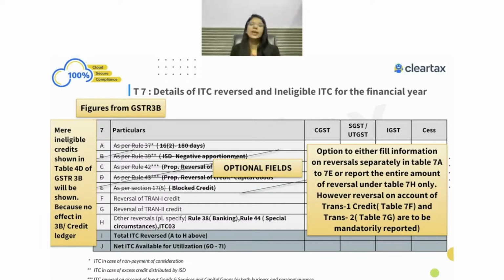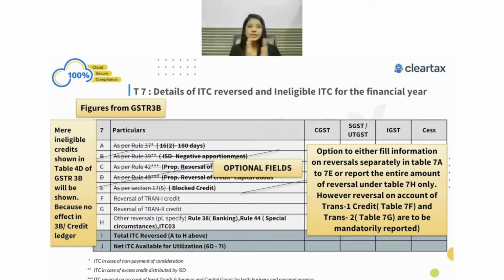Now, table number 7 is related to ITC which has been reversed. This is the ITC which you have reversed. Again, in your GSTR 3B, under table 4B, we show the ITC which we have reversed. It could be because of rule 42, rule 43, or maybe rule 37. This is when we have to reverse that ITC, and it can also be because of the credit notes.